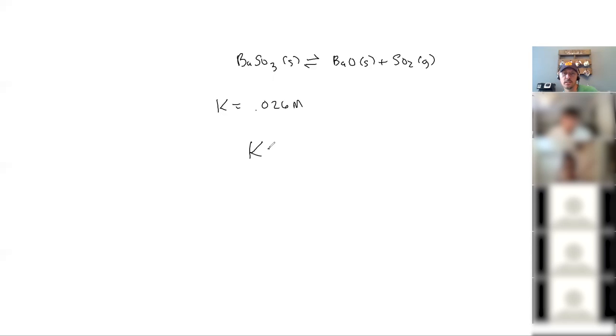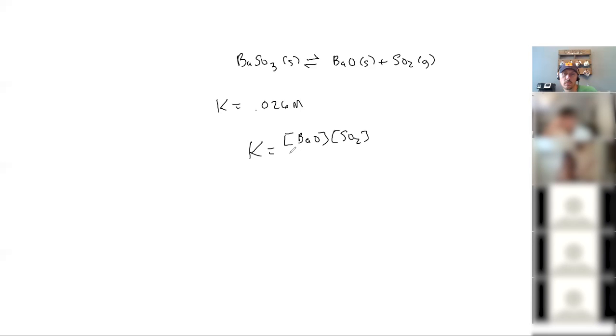Let's see. K, how do we figure out K for this particular reaction? We have to take the concentration of the products first, right? And raise it to the power of the coefficient in front of those products. So it would look like this then. Does that look right?